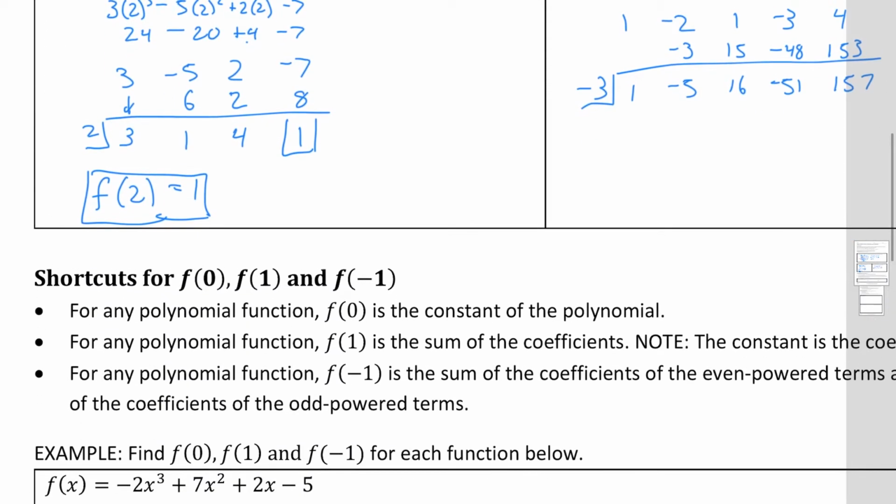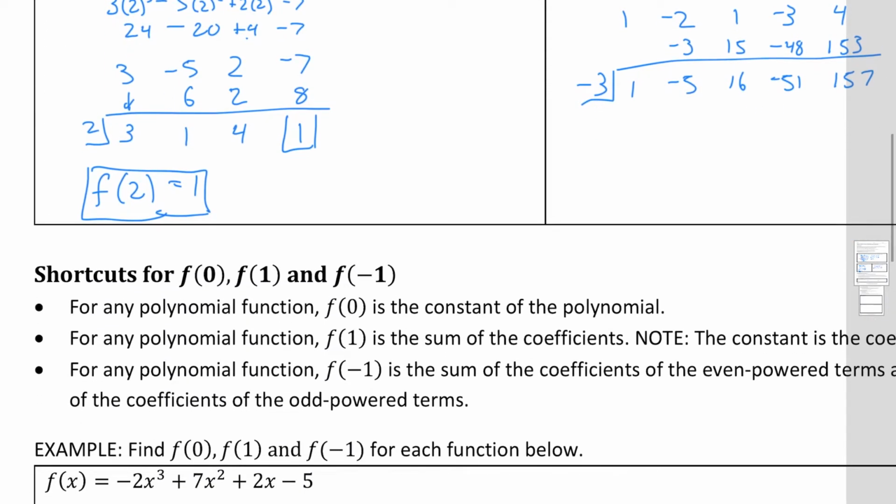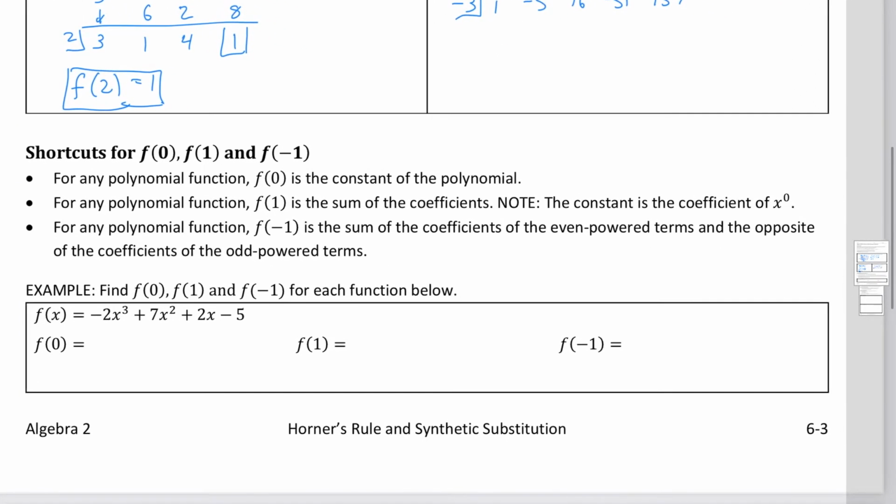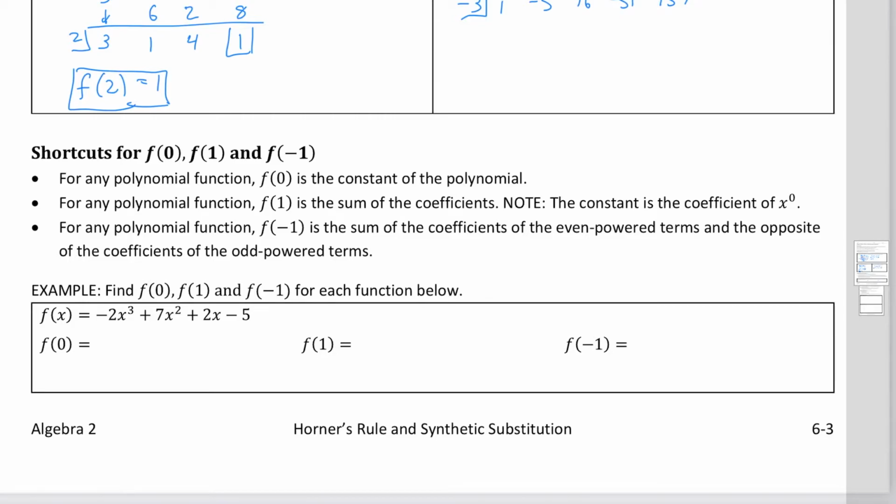Now, there's some tricks that we need to be aware of. And the tricks are kind of obvious, and it is how to evaluate your function at 0, 1, and negative 1. So pause and read. Whenever I evaluate at 0, notice that all calculations with 0 result in 0. So 0 to the third times a multiplier of any sort, all of this stuff would go to 0, and all you're left with is the constant. So that's the trick for f of 0. It's just the constant at the end.